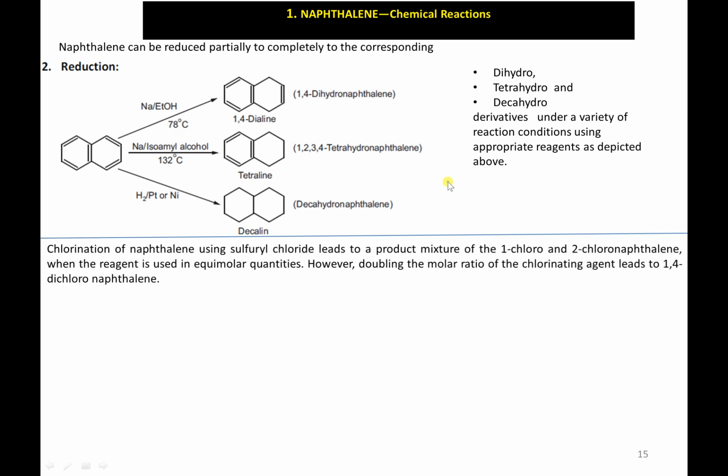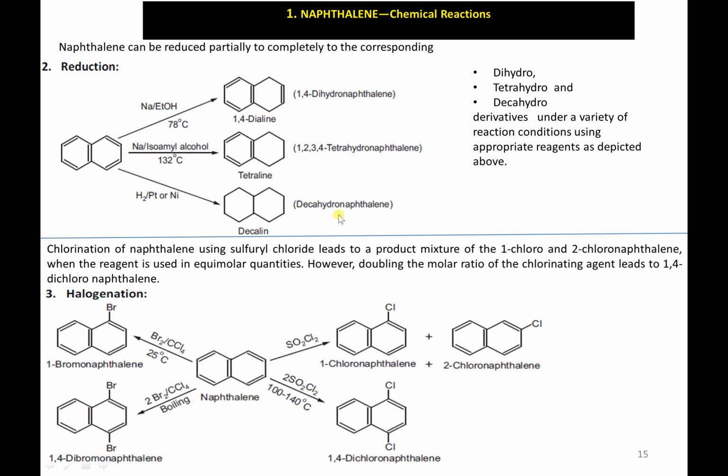Next is halogenation, of course. Chlorination of naphthalene using simple sulfuryl chloride can lead to a product mixture of 1-chloro and 2-chloronaphthalene when it is used in equimolar proportion. But if you use it in double the quantity and at a higher temperature, like refluxing, you get 1,4-dichloronaphthalene. Bromine is a bit specific, and if you go with bromine in carbon tetrachloride at room temperature, you will get only monobromonaphthalene, 1-bromonaphthalene. But if you increase the proportion to 2 moles, then it will go to the 1,4-dibromonaphthalene.